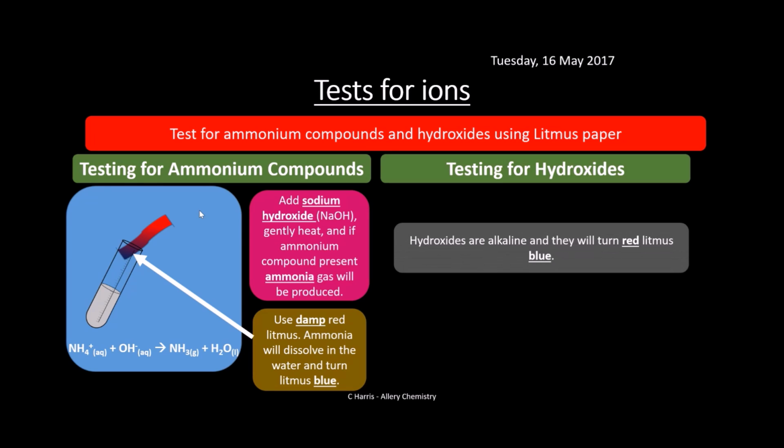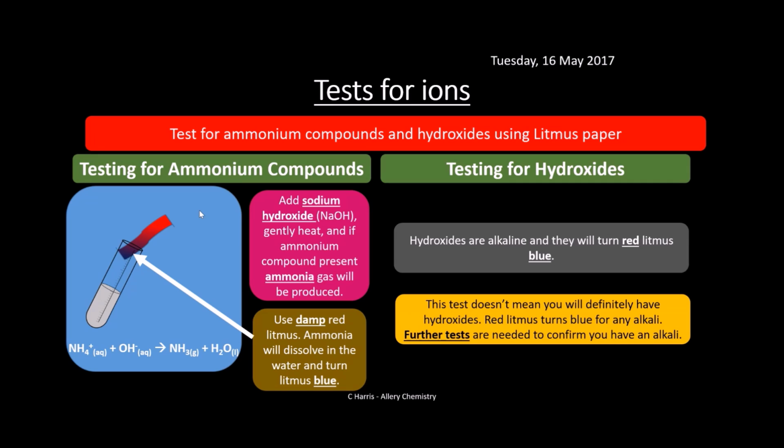Okay, and then testing for hydroxides. Again, these are alkaline, and they will turn red litmus blue, so that's one way in which we can test for hydroxide. The problem is, though, it doesn't tell you that you definitely have a hydroxide, because a lot of things turn red litmus blue. So what we need to do is further tests. So you can use spectroscopy to help to identify, for example, an alkali, which is an OH minus.